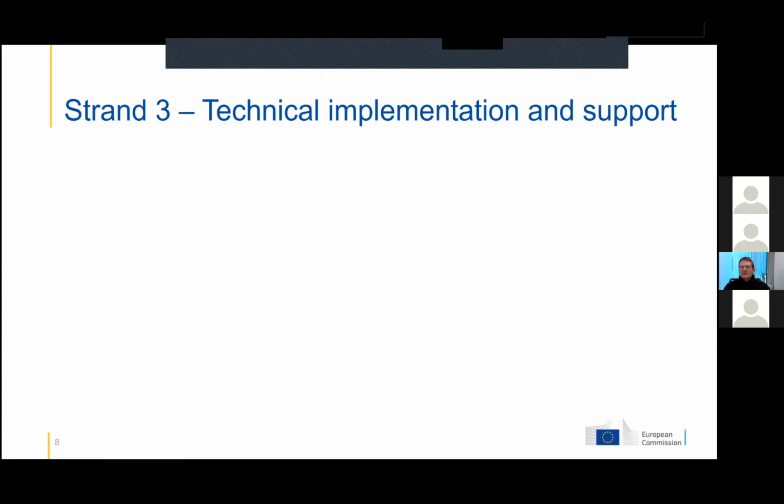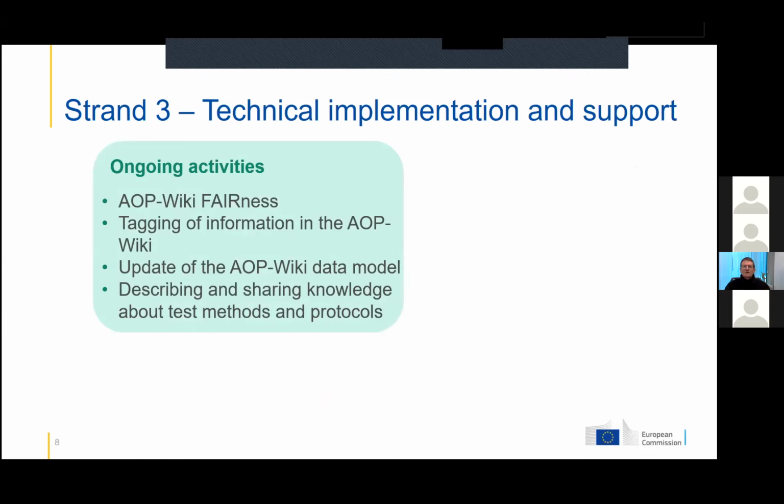It's more the technical implementation and the support. So we are currently analyzing the AOP Wiki for its fairness. You know what FAIR stands for. The FAIR knowledge needs to be findable, accessible, interoperable, and reusable. So we are doing that right now. We try to get a handle on tagging information in a more machine-readable way in the AOP Wiki. Therefore, we need to update the AOP Wiki data model, which is also currently ongoing.